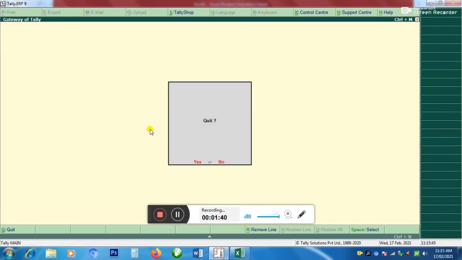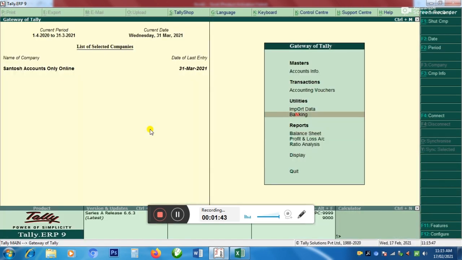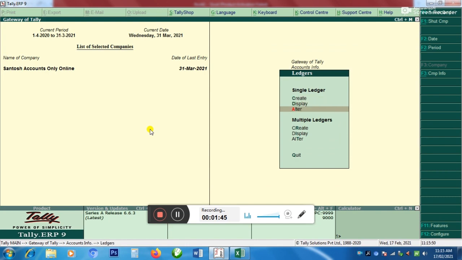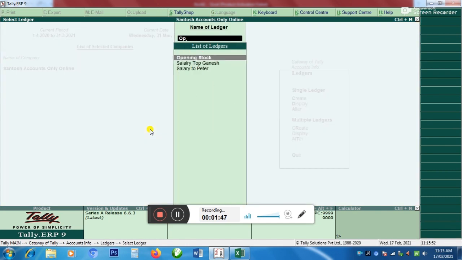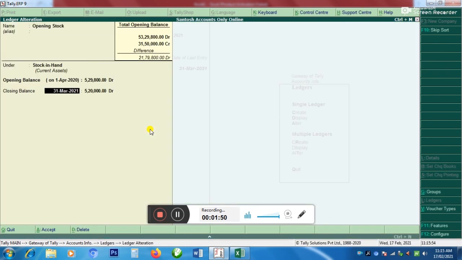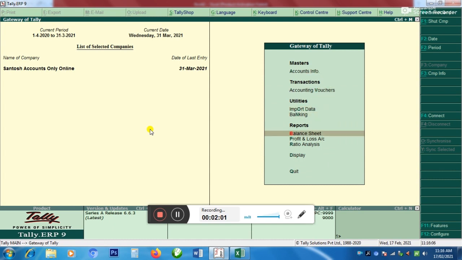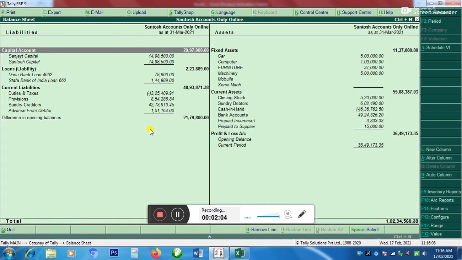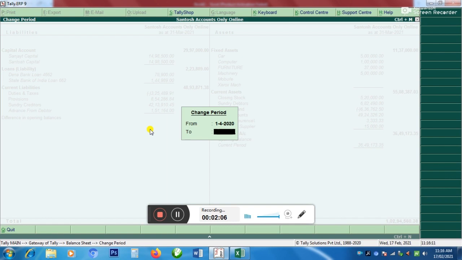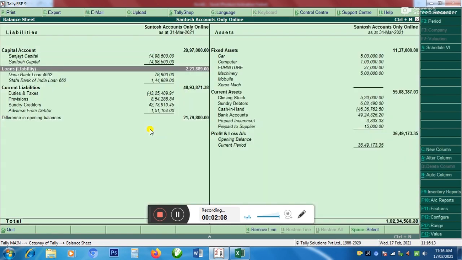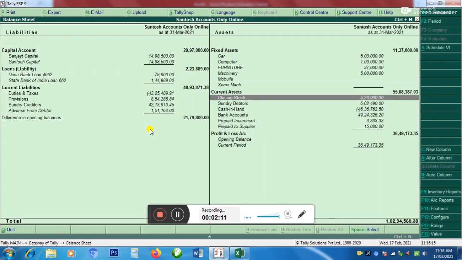Either you can alter it from the balance sheet directly, or you can go to accounts information, ledger, alter. Alter the opening stock ledger, put the date here, 31st of March, and put the figure of the closing stock. That's it. Now if I go to the balance sheet, select detail, and put the period 1st of April to 31st of March, you will see the closing stock is 5,20,000 at the end of the year.